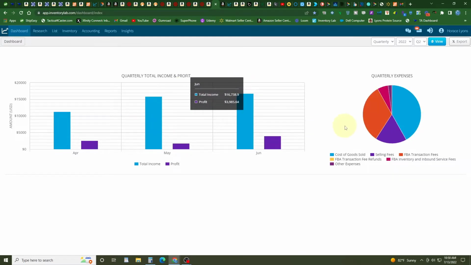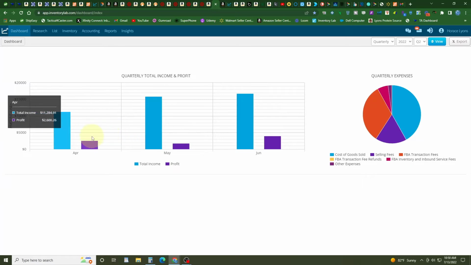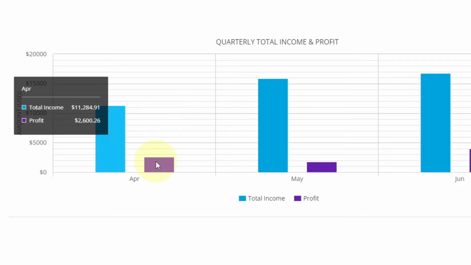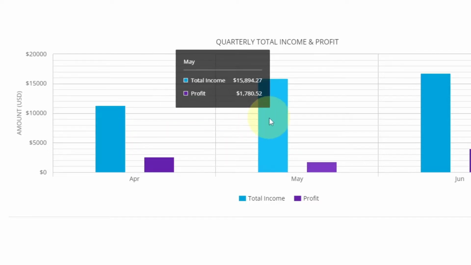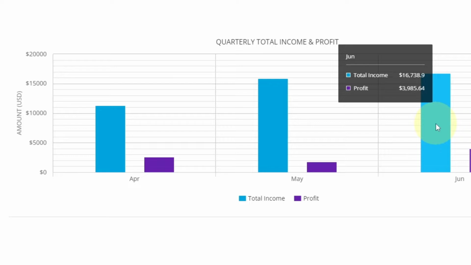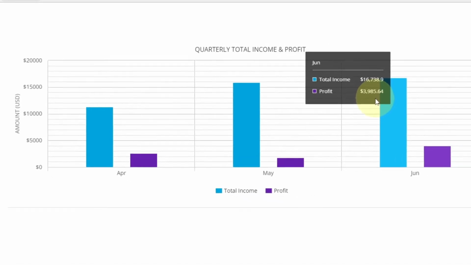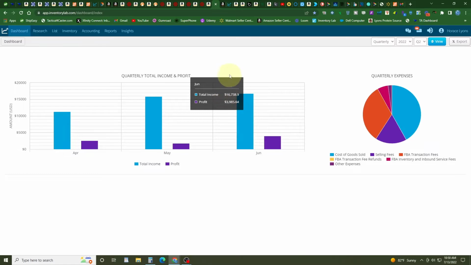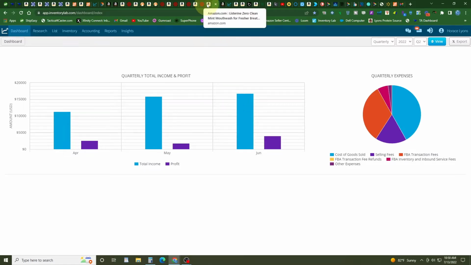But here you can see, looking inside of my account right away, we're in the third quarter now, but if you look at quarter two, which includes April, May, and June, right at a glance, you can see total income for April. You can see it went up in May. You can see it went up in June, and we actually had even better profit in June. Now, this comes from using this software, guys. So watch what happens. Now, follow along here.